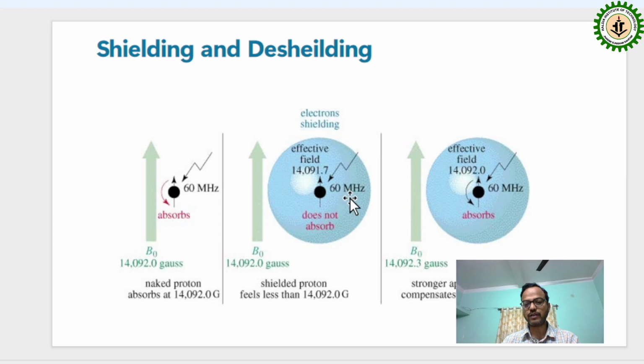So what you have to do is increase your magnetic strength from 14,092 to 14,092.3 Gauss. 14,092 was the specified magnetic field required to flip the proton. But if you increase it by 0.3 Gauss, then the electron cloud will destroy some of the field, as a result of which the ultimate effective field reaching the nucleus will be 14,092 at 60 megahertz, and flip the proton. So this difference and that increase will differ from proton to proton.